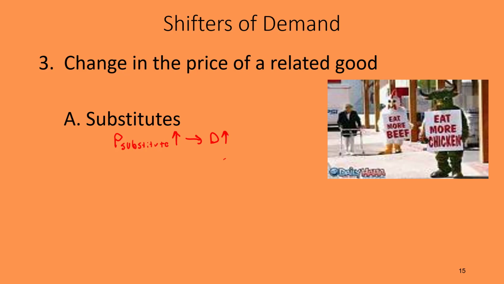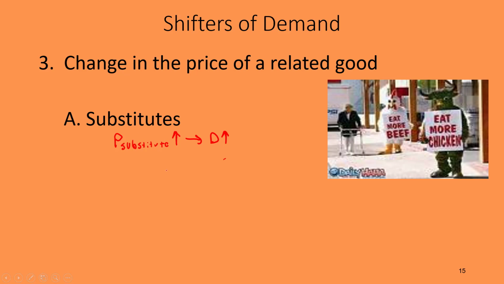Of course, it works in the opposite direction as well. If the price of beef were to go down, then you buy more beef, that's an increase in the quantity demanded for beef, right? But that's going to cause the demand for chicken to go down because you're not going to buy as much chicken even if the price of chicken hasn't changed, because you're going to be eating all this beef instead. So again, when the price of a substitute goes up, demand goes up. If the price of a substitute goes down, then demand for the good in question will go down.